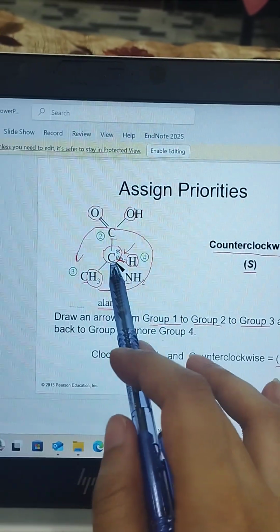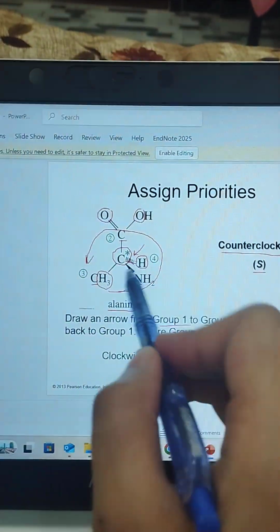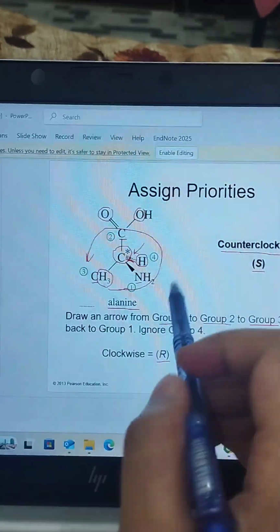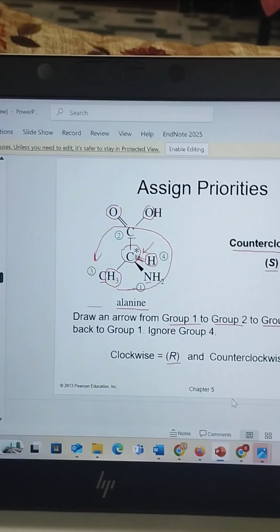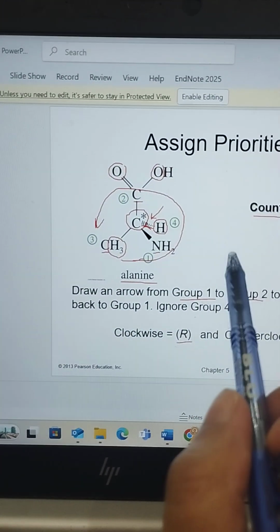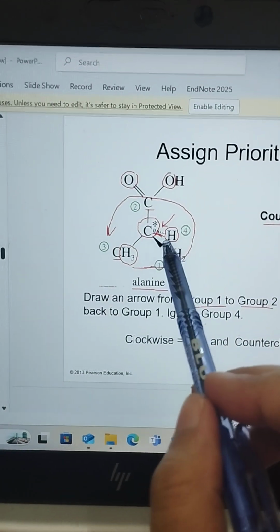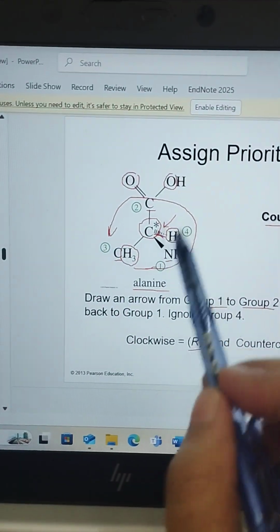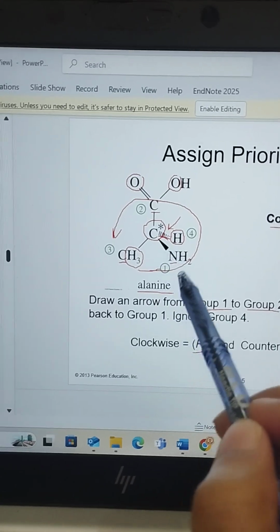So for example, this is a chiral carbon. It has 4 different groups attached: 1, 2, 3, and this whole group is the 4. So how will we assign the first priority number? We will assign the first priority number to the atom which has the highest atomic number. Nitrogen has 7, carbon has 6, hydrogen has 1. So this would be the first.